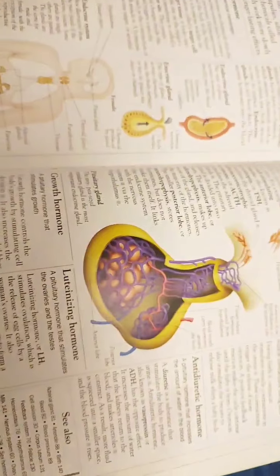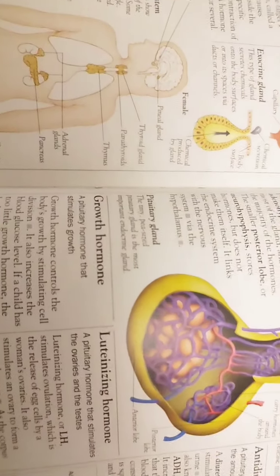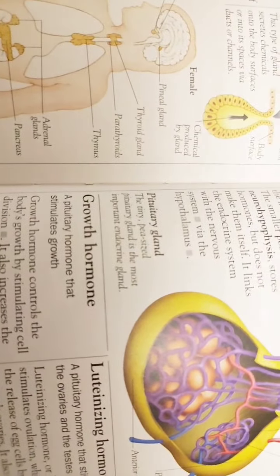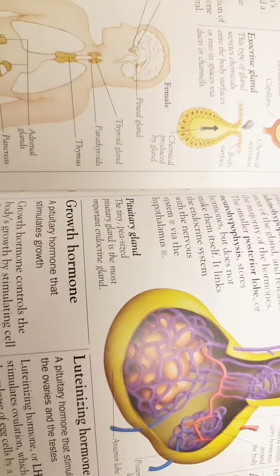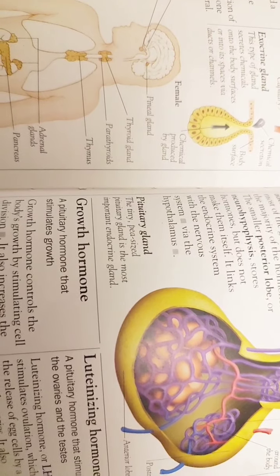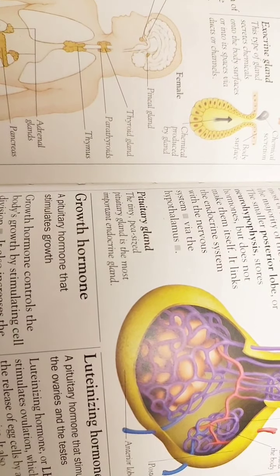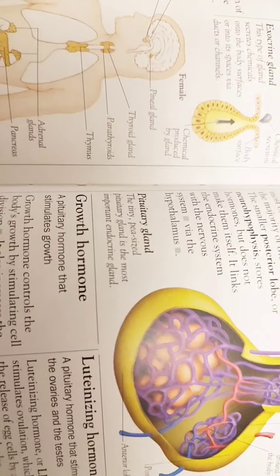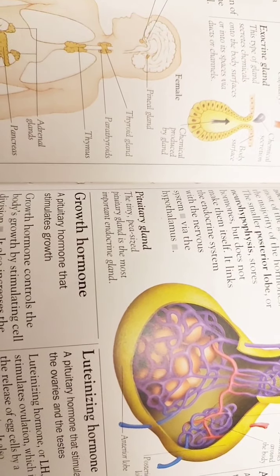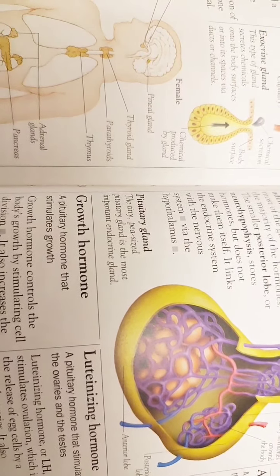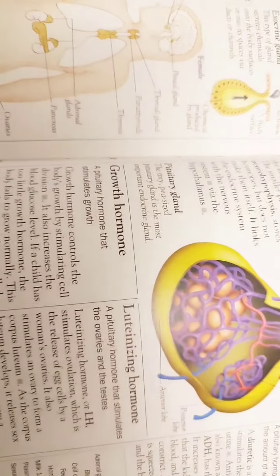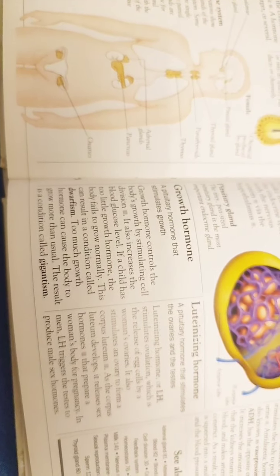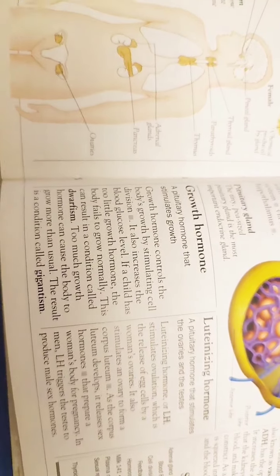This is the pituitary gland. It is a very tiny, pea-sized gland, but it is one of the most important glands of the endocrine system. And growth hormone, everyone knows.